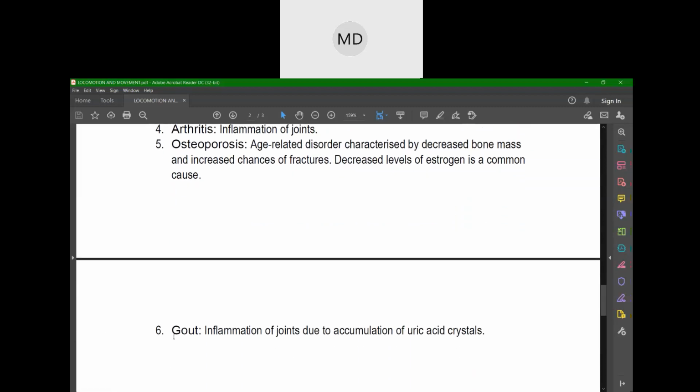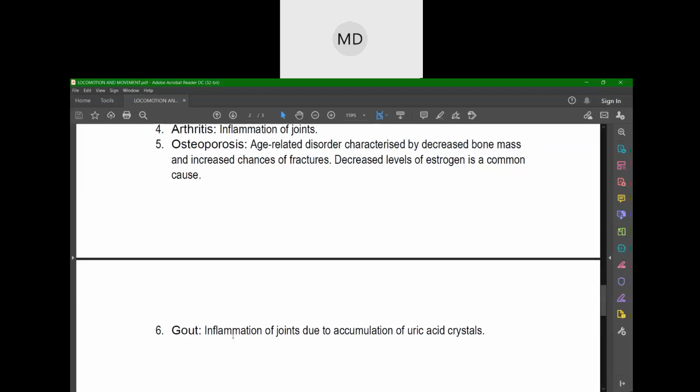Okay, and then the last one is gout. This is again inflammation of joints. Arthritis was also inflammation of joints, but in the case of gout, the joints suffer from inflammation because of accumulation of uric acid crystals. Accumulation means gathering. The uric acid crystals come and gather in the joint region, and that is why the joints swell and give pain.